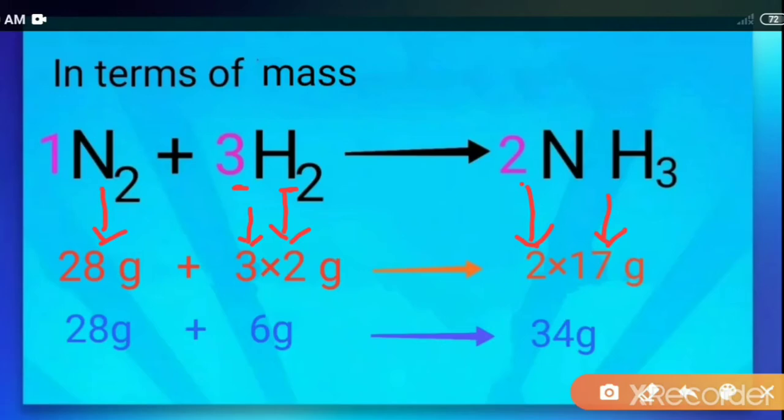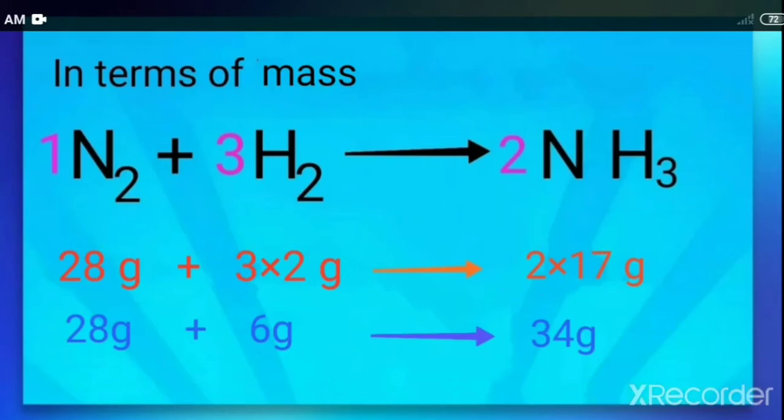So let's check what will be the mass here. For nitrogen it is 28, and for hydrogen it is 3 into 2, because 3 times hydrogen is there, and 2 into 17 for ammonia, because 2 times ammonia means 2 into 17. So how can we define it in terms of mass? That when 28 gram of nitrogen combines with 6 gram of hydrogen, it gives rise to 34 gram of ammonia. So we can define the chemical reaction in terms of mass also.